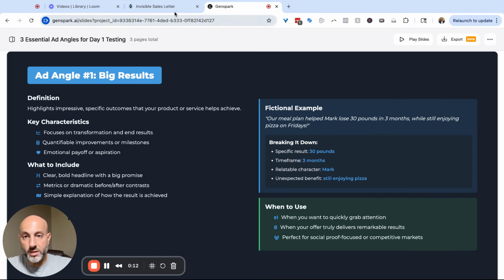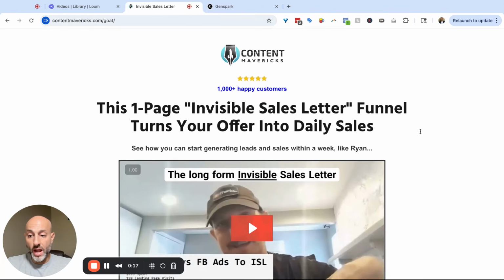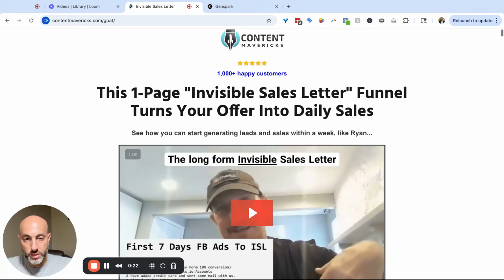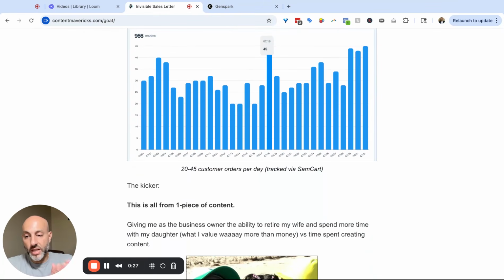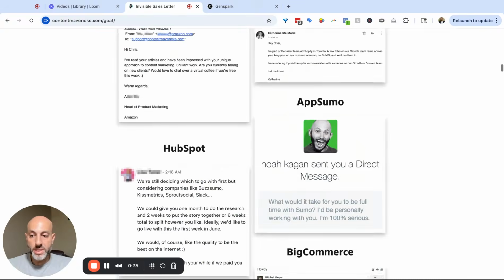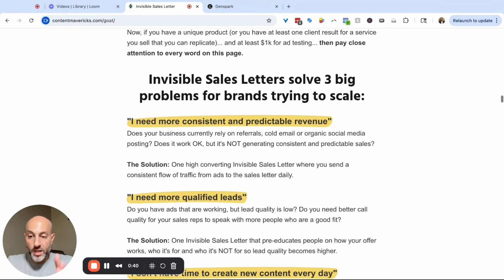Now, if you follow us here at Content Mavericks, you know that we primarily send our ads, think Meta, think Facebook and Instagram ads, to what we call an invisible sales letter. This is our invisible sales letter. What it is, you're taking an educational, value-based blog post and merging it together with a persuasive, direct response sales letter into this one piece of content that really collapses all the elements that you need in a buyer's journey onto a single page. So we are able to pre-sell, pre-educate our leads, build authority, all that good stuff.